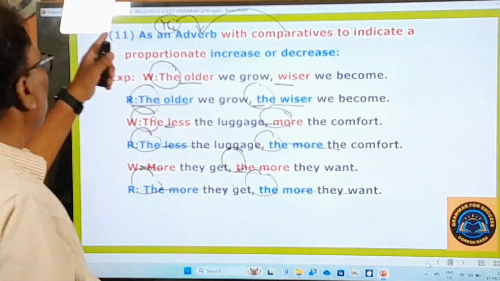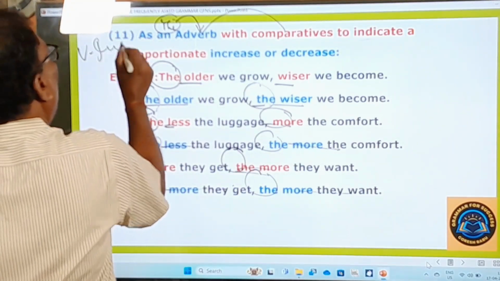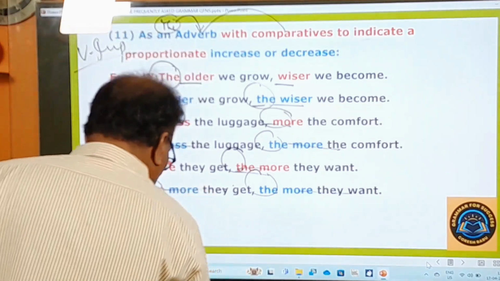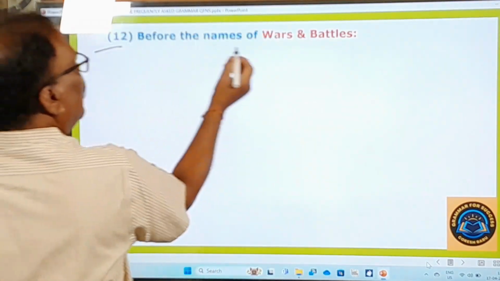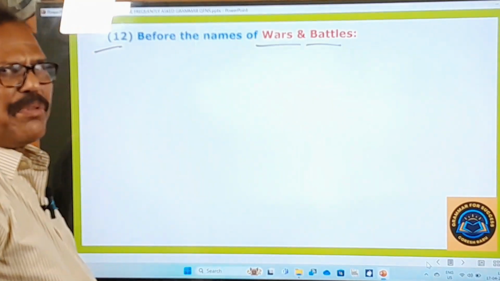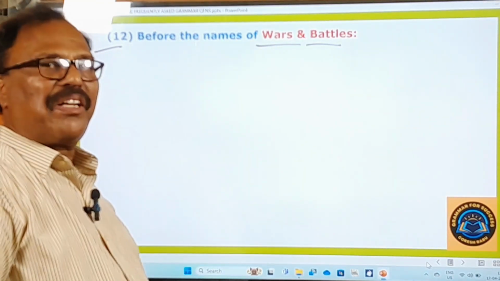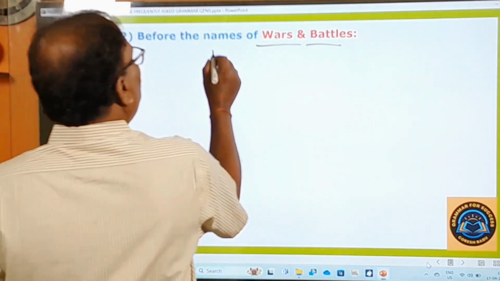Something like that. So it's an important one from all your competitive examinations point of view. Okay, now let's move on to learn other things. 12th one, before the names of wars and battles. It's very simple and direct. Wars you know very well, and the First World War, the Second World War. Okay, so First World War is there.